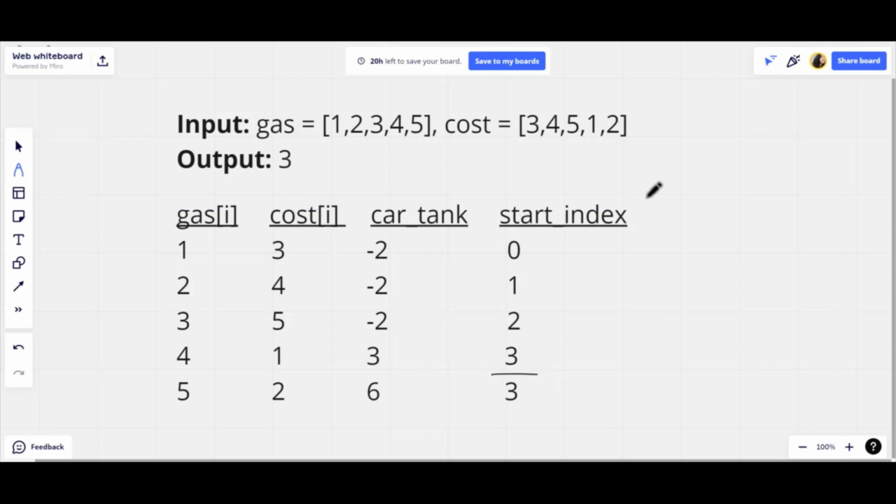Now there is one base case: if the total amount of gas which we can have in our tank is greater than the cost, then definitely there is a starting index. But if the total amount of gas which we can collect across all the stations is still less than the cost to travel across the stations, then we cannot have a starting index, and we cannot travel all the stations in the circle, in clockwise direction, starting from a particular index, right? Then definitely we have to return a -1.